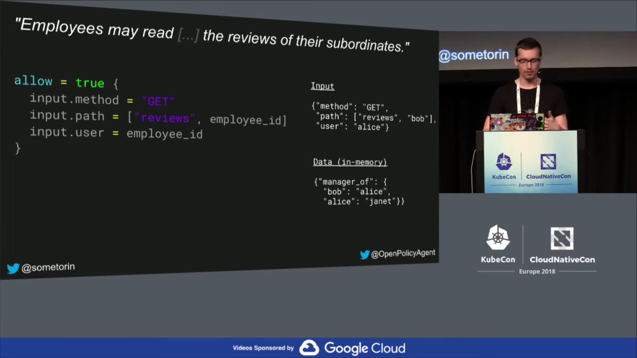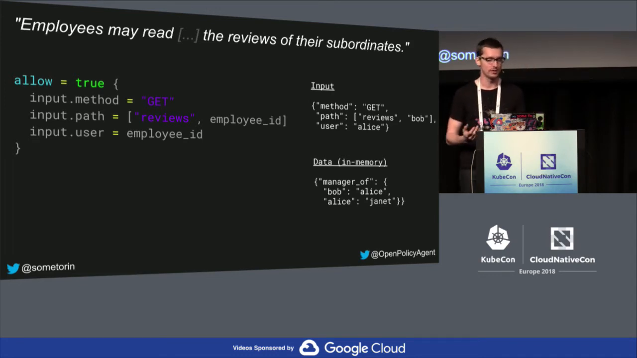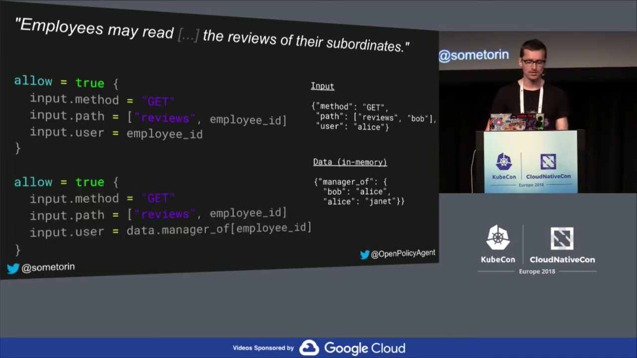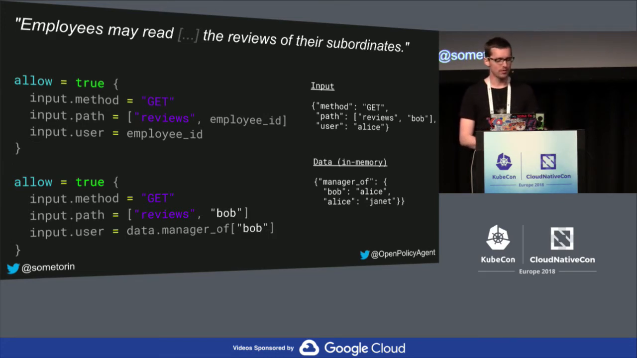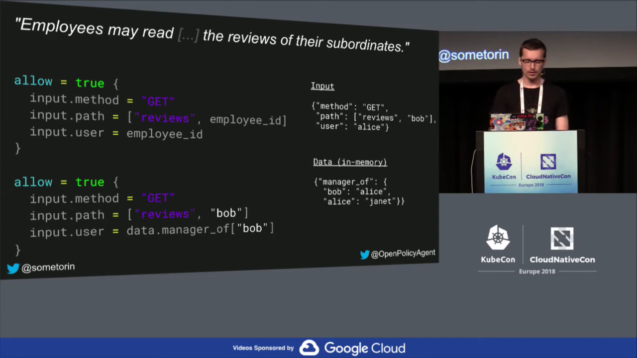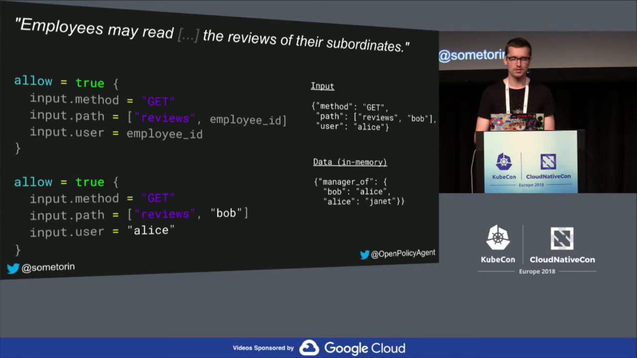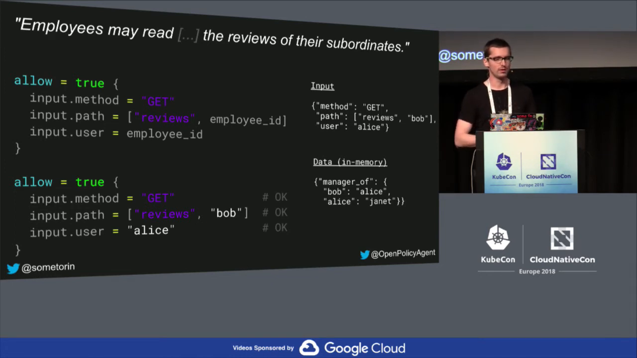Now, in order to make use of this data, or this context, as we like to call it, you have to add another rule. This rule is going to be very similar to the first one. We're going to match on method and path. But then instead of checking whether the user is equal to employee ID, we're going to check if the user is equal to the result of looking up the employee ID in that data structure. The same thing's going to happen when we evaluate. It's going to substitute Bob for employee ID, and then it's going to do a lookup to substitute Alice for that reference. And so when OPA goes through this, it's going to find that all these things are OK, and so the request would be allowed.